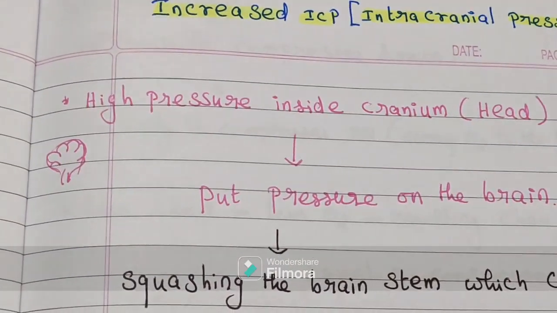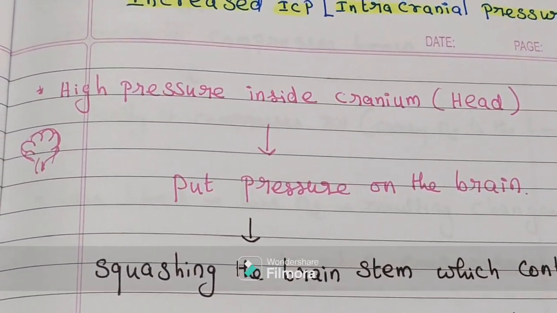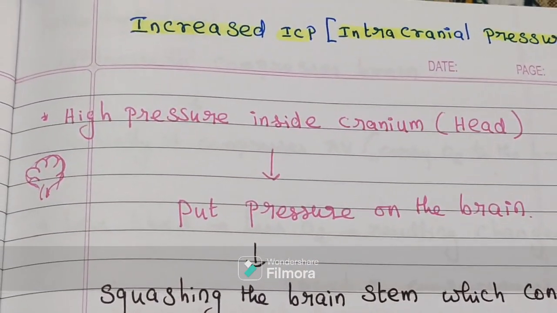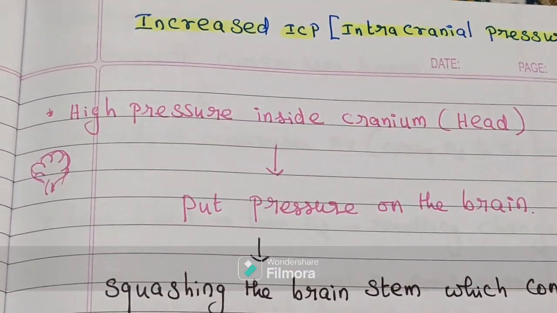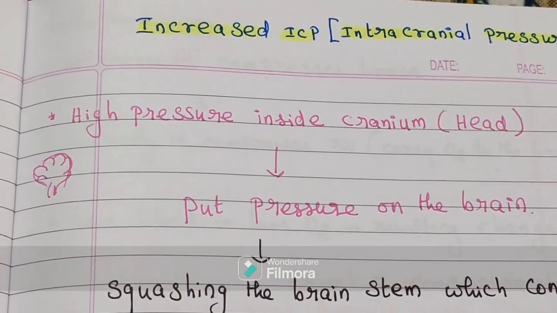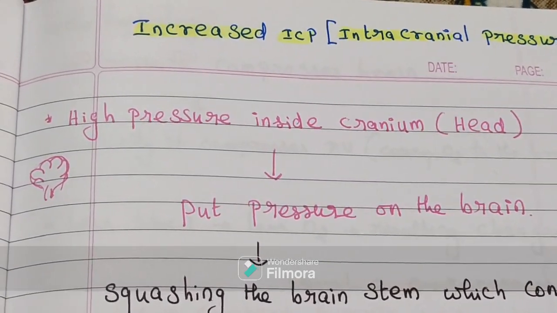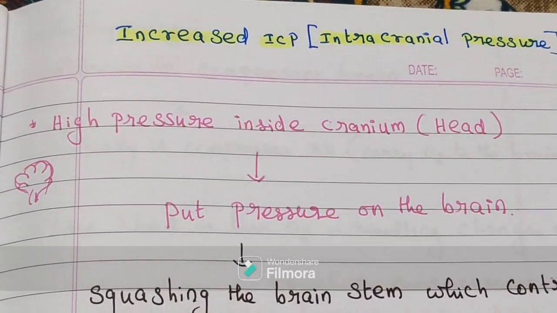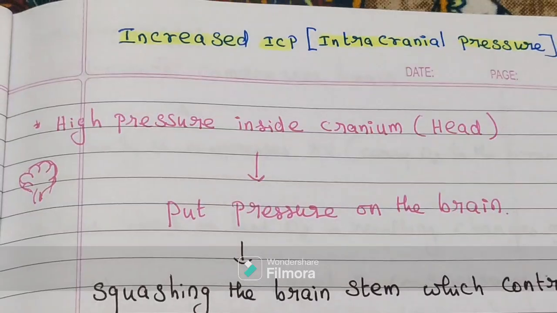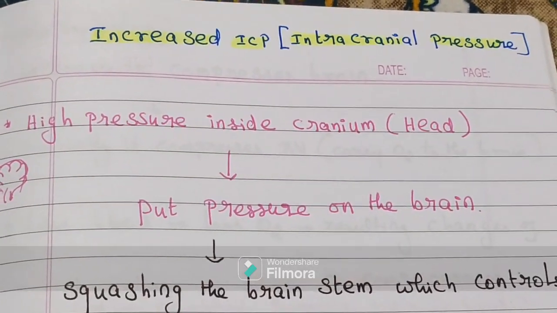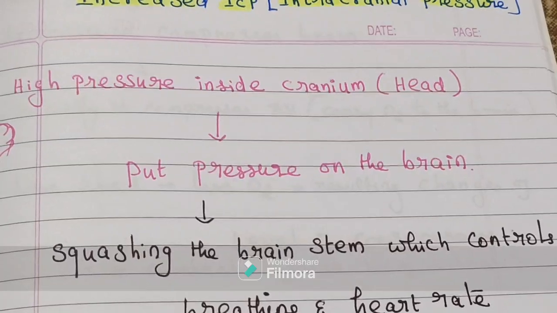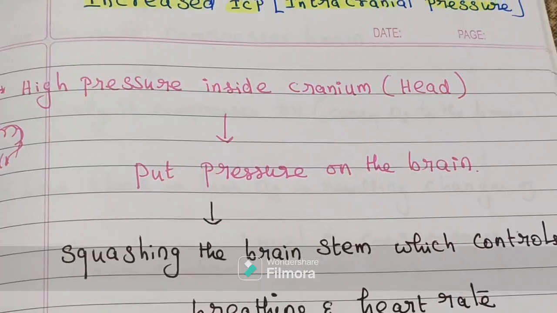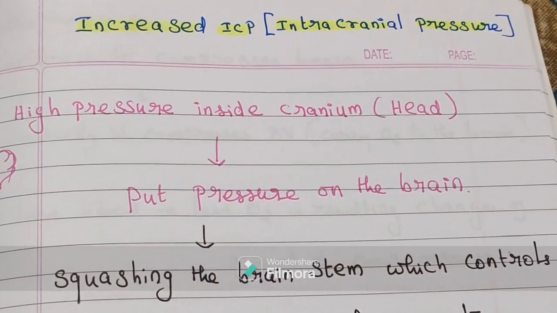In this video, we'll discuss increased intracranial pressure. Just think high pressure inside the cranium, the head, which puts a lot of pressure on the brain. This eventually squashes the brain stem, which controls breathing and heart rate, and this eventually kills the patient.